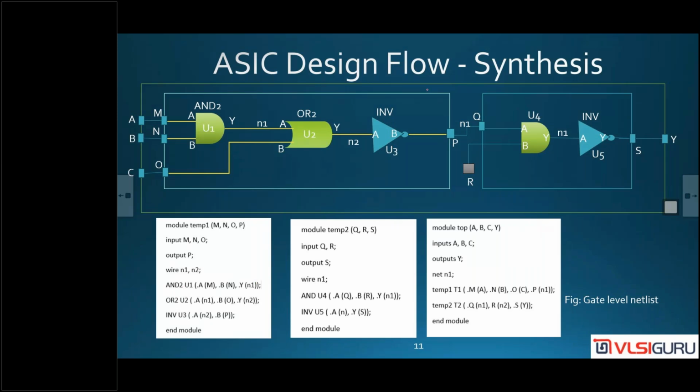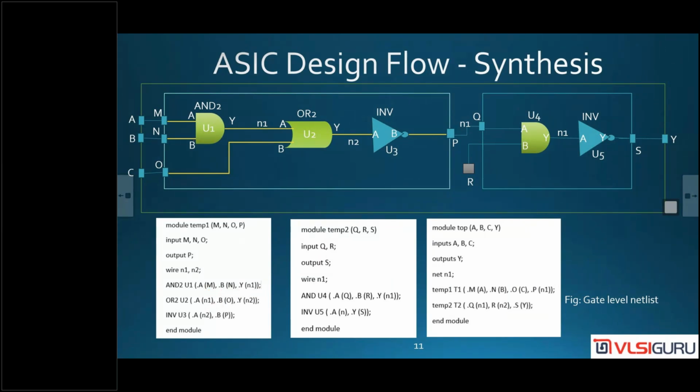The OR gate input is connecting to what? Net N1. This indicates what? There is a connection between the output of the AND gate and the input of the OR gate. This diagram itself is not required. Only if you give this netlist, my tool can understand the connection.